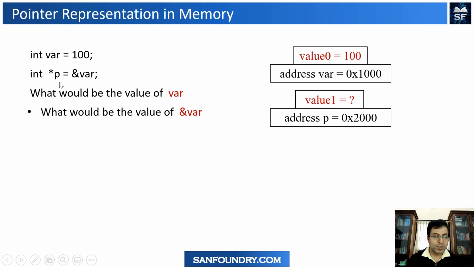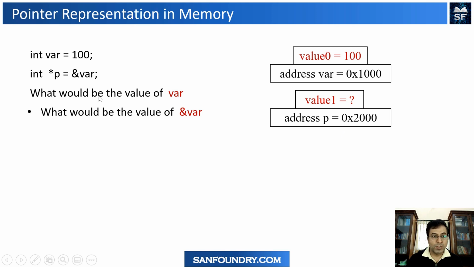Now p stores. This is the declaration and initialization together. So p stores the address of var. Here we have p, which is 2000. This is the real address of p. In this memory, we are going to store the value. What is the value? Address of var.